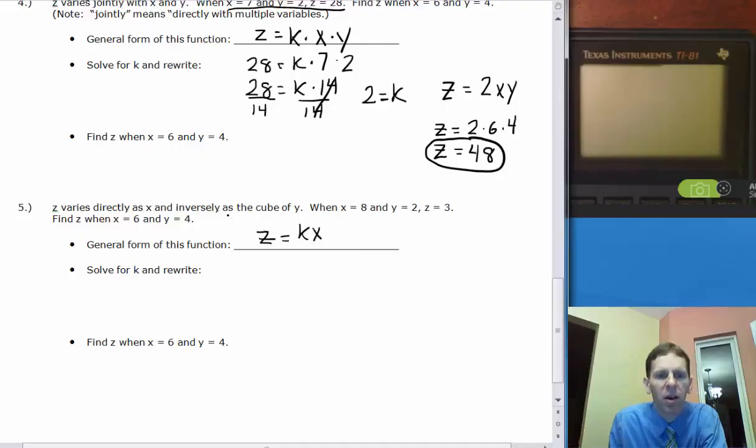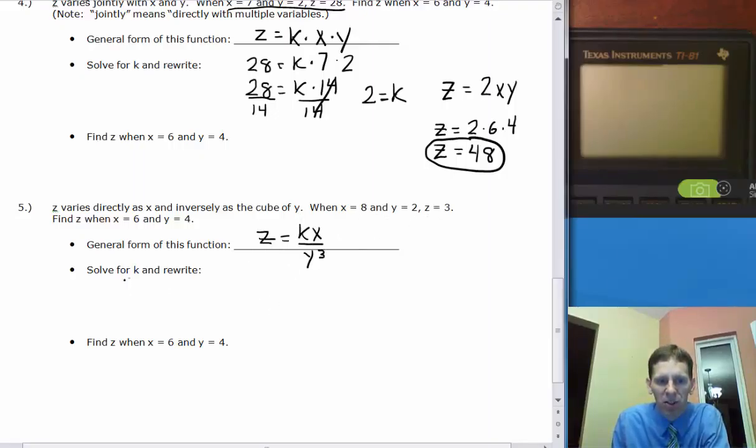and we'd be done. But then it says, and inversely as the cube of y. So inversely means we're going to have this division, and the cube of y means y cubed. It doesn't mean the cube root. This says the cube of y. If it said the cube root, it would write root here. The cube of y just means y cubed. So here's our general form.